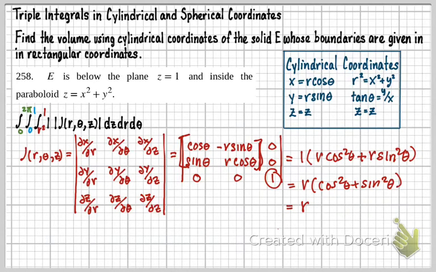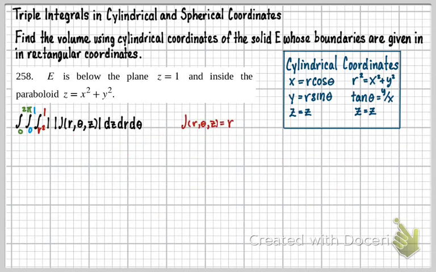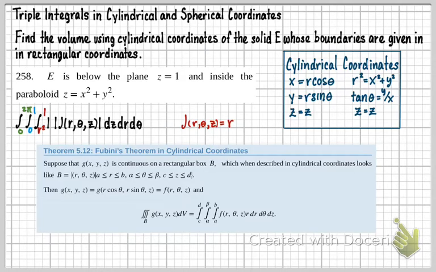So we're going to clean this up here, and I'm just going to write my Jacobian down. And when we look at the formula for the cylindrical coordinates, we'll see that this is what we end up with here. So this says, suppose that g(x, y, z) is continuous on a rectangular box, which when described in cylindrical coordinates looks like r is from a to b, theta is from alpha to beta, and z is from c to d. Then g(x, y, z) equals g(r cos theta, r sine theta, z), which equals f(r, theta, z).